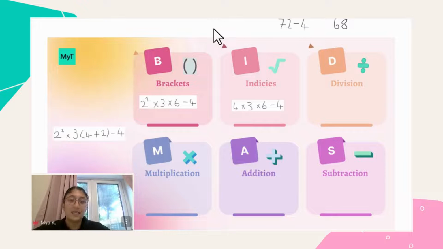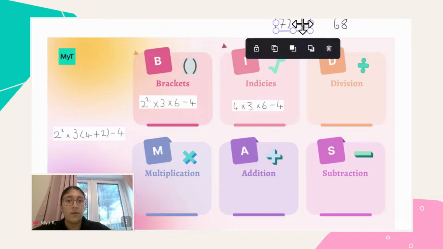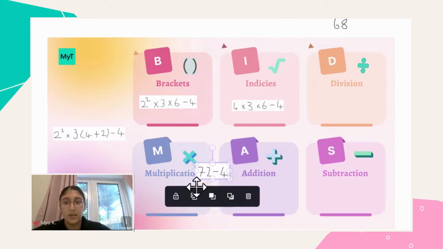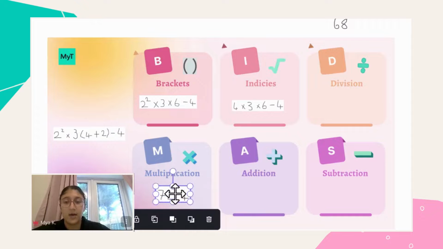Okay. Next up is D for division. Okay, so there isn't any division in this sum, so we would actually just skip to the next one, which is multiplication. Okay, and you can see we do have multiplication in this equation. We do the 4 times 3, which is 12, times by 6, which is 72, and we still have our minus 4 at the end. So this is how our equation stands now, 72 take away 4.